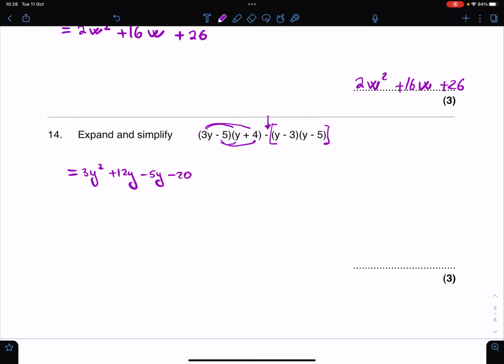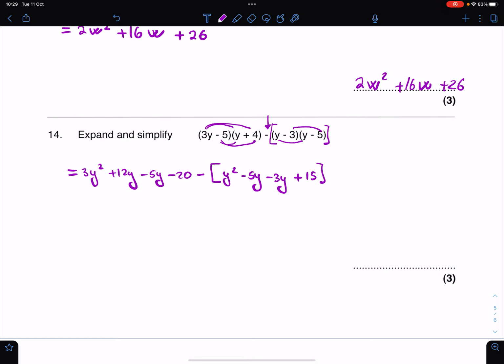Good job. But I'm going to write this minus and keep my square bracket there. You will see in a minute why I wrote it. Then expand the brackets inside my square brackets. So y times y. y times negative 5. Negative 3 times y. And plus 15, because negative 3 times negative 5.